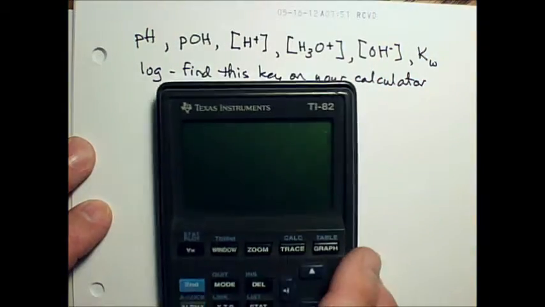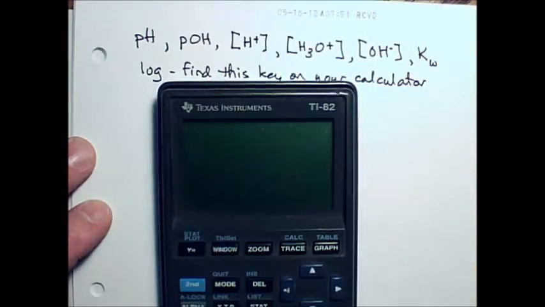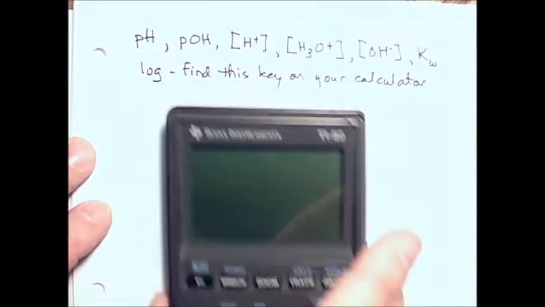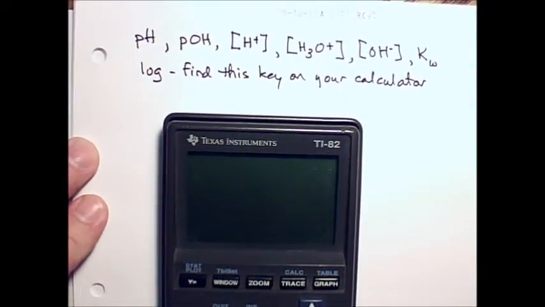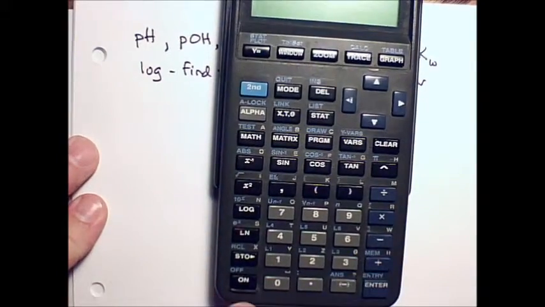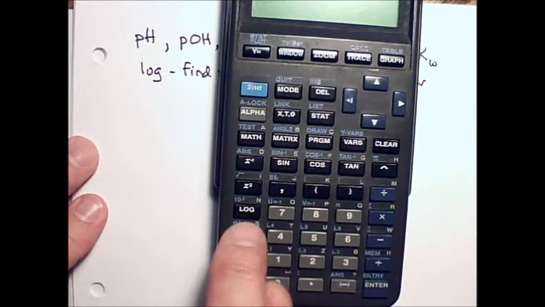All right, so this is what we're looking at. pH, pOH, these symbols here and this symbol. First thing I want you to do is to find the log key. This is going to be very important in your calculator. Every calculator has one. On this calculator, it's right there.